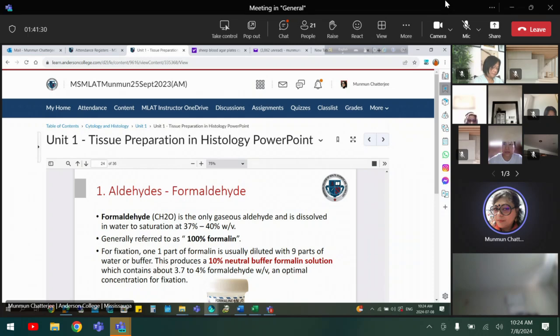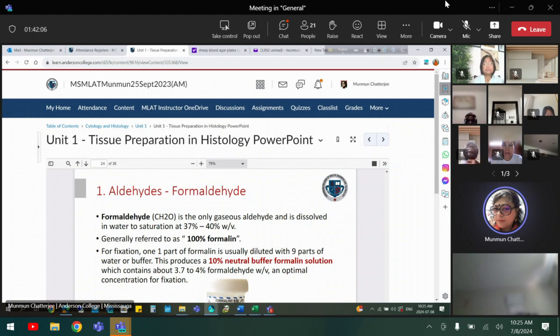Not the stock or 100% formalin. You are taking from 100% formalin to fix the tissue. You are making the working solution, which is 1 to 10. So for fixation, one part of formalin is diluted with 9 parts of water. This produces 10% formalin, a 10% neutral buffered formalin solution. Is that clear to everyone?